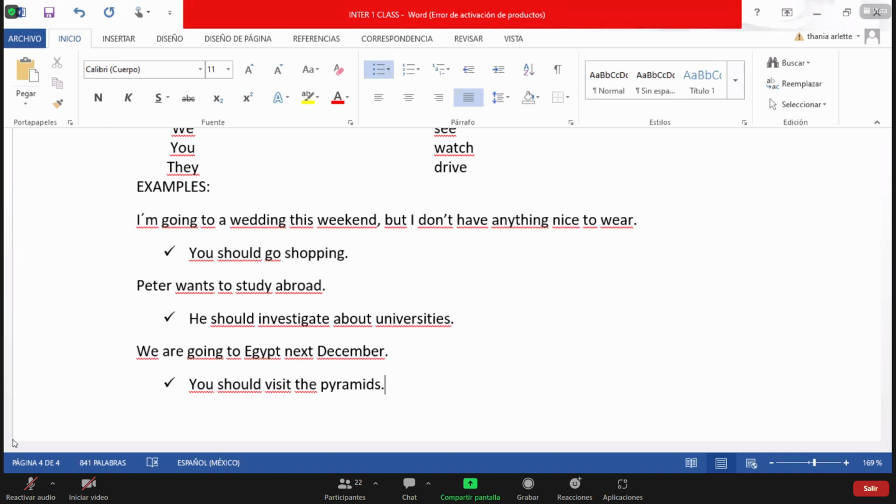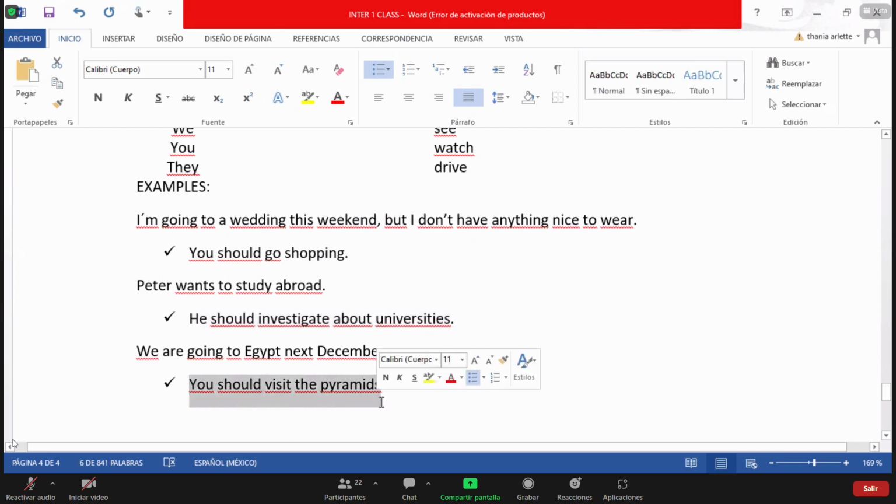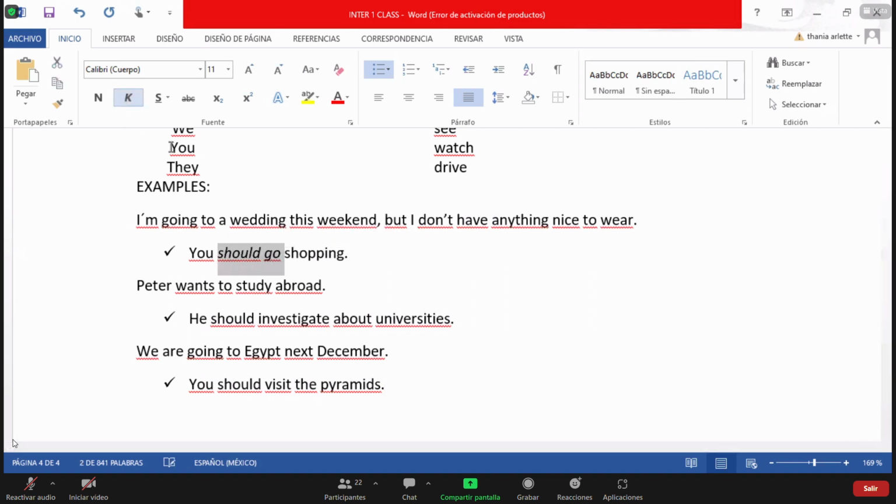It is a good idea, as in the case number one, to go shopping. It is a good idea to investigate about universities. It is a good idea to visit the pyramids. So those are the suggestions for these ones. Look at the structure. We are using should and the verb in infinitive.